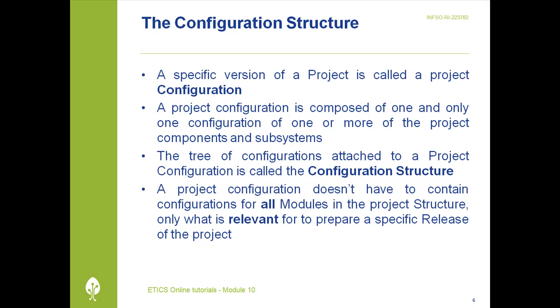A project configuration is composed of one and only one configuration of one or more of the project components and subsystems. The tree of configurations attached to a project configuration is called the configuration structure. A project configuration doesn't have to contain configuration for all the modules in the project structure, but only what is relevant to prepare a specific release of the project.